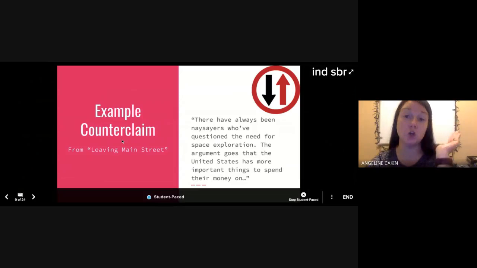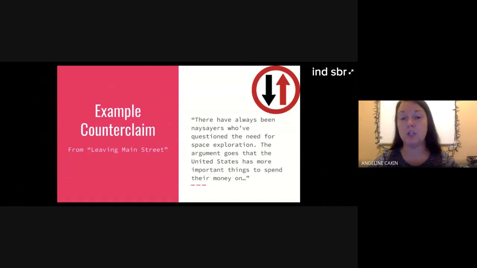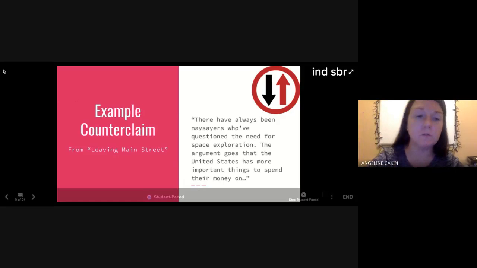It goes against your claim, which sounds crazy, but you need to argue against it. It says, there have always been naysayers who've questioned the need for space exploration. The argument goes that the United States has more important things to spend their money on. Okay, so that's the opposite side. And of course, the argument is going to say how that's wrong. But that's the other side, that we have better things to spend our money on. Personally, I do too. But anyways.